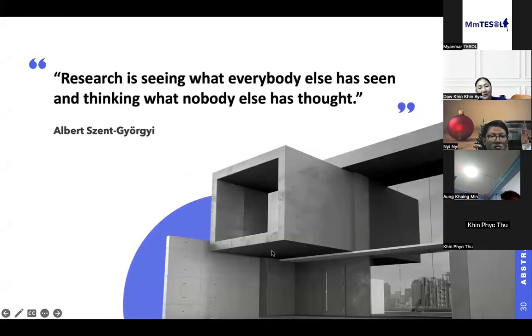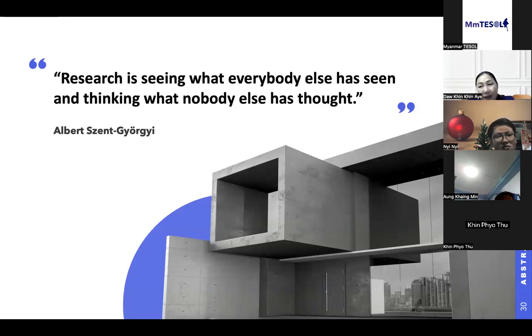Okay, now here, let's look at it. Research is seeing what everybody else has seen, but thinking what nobody else has thought. So I would say that even when you are teaching, we have problems and issues. Every teacher sees that. But for those researchers, they think in a way that no other teacher has thought. That is the difference between researcher teachers and just teachers.